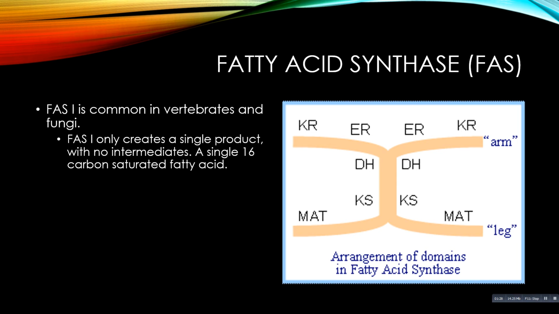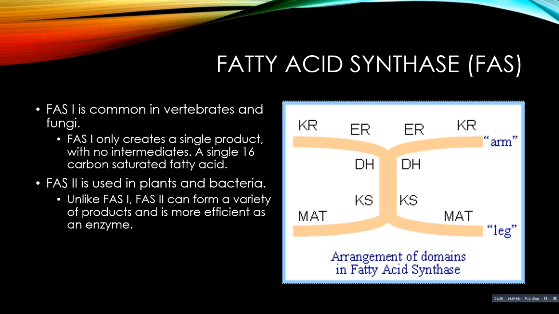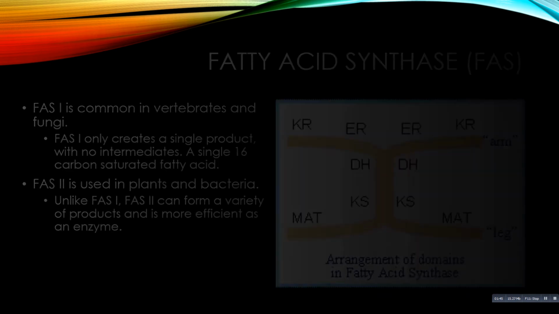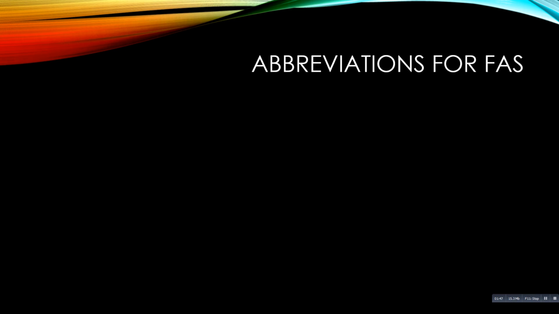Now, fatty acid synthase 1 is common in vertebrates and fungi. This is the one that humans utilize. It only creates a single product with no intermediates, a single 16-carbon saturated fatty acid. And FAS2 is used in plants and bacteria. Unlike FAS1, FAS2 can form a variety of products and is more efficient as an enzyme.